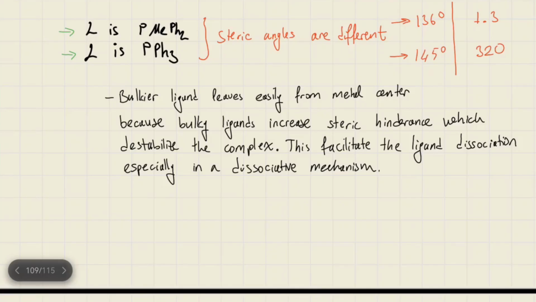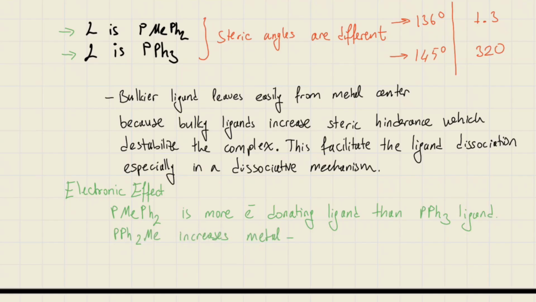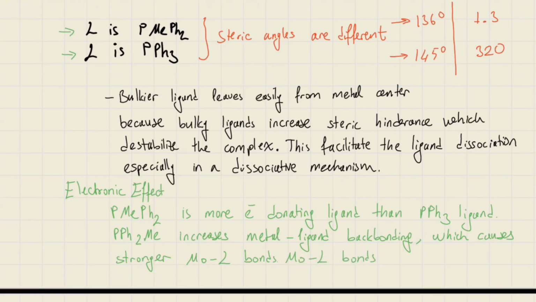There is also an electronic effect for this reaction. So firstly we have the P-methyl PPh2 ligand, and it is a more electron donating ligand than the PPh3 ligand. And PPh2 methyl increases metal ligand back bonding, which causes stronger molybdenum ligand bonds. Stronger molybdenum ligand bonds cause slower ligand dissociation.